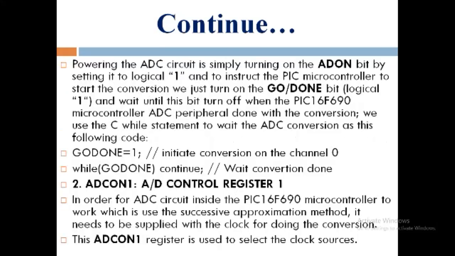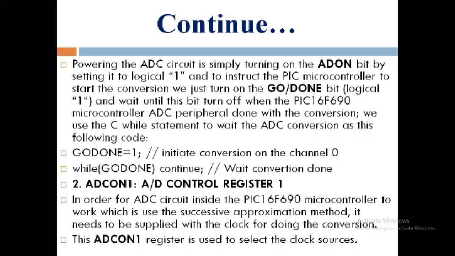Powering the ADC circuit is simply turning on the ADON bit by setting it to logical 1. To instruct the PIC microcontroller to start the conversion, we just set the GO/DONE bit to logical 1 and wait until this bit turns off when the PIC 16F690 microcontroller ADC peripheral is done with the conversion. We use the C while statement to wait for the ADC conversion with the following code. GO_DONE = 1; // initiate conversion on the channel 0, while (GO_DONE); // wait for conversion done.